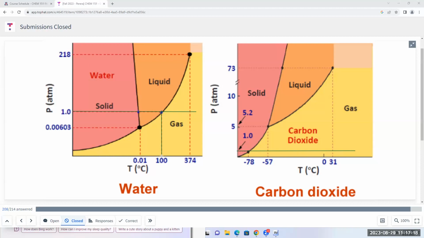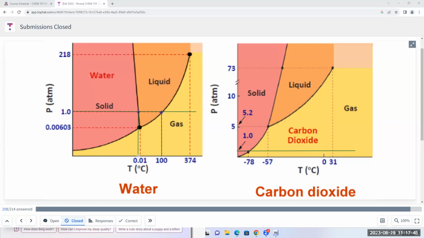And if somebody asks you for the normal melting temperature, you do the same thing. The 1 atm line crosses the liquid solid boundary at this point. If you draw a line to the x-axis from that point, that temperature is the normal melting temperature of that substance. That's how we do that. Any questions, concerns, comments so far?